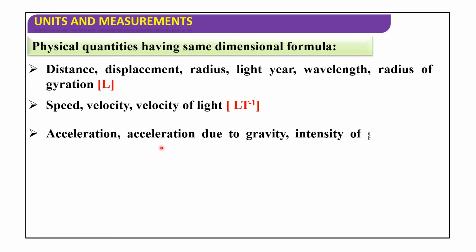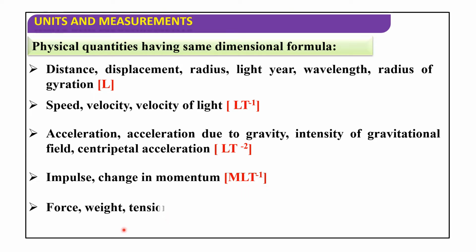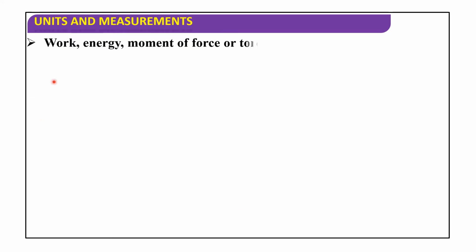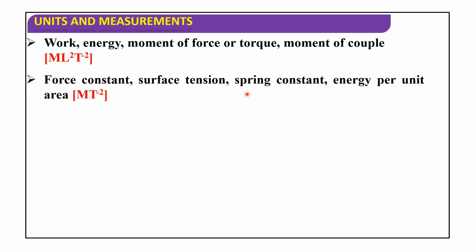Similarly, acceleration, acceleration due to gravity, intensity of gravitational field, centripetal acceleration: L T power minus 2. Impulse, change in momentum: M L T power minus 1. Force, weight, tension, thrust: M L T power minus 2. Work, energy, moment of force or torque, moment of couple: M L² T power minus 2. Force constant, surface tension, spring constant, energy per unit area: M T power minus 2.